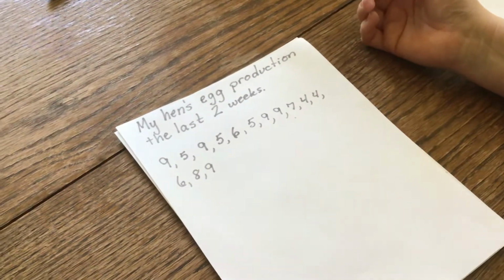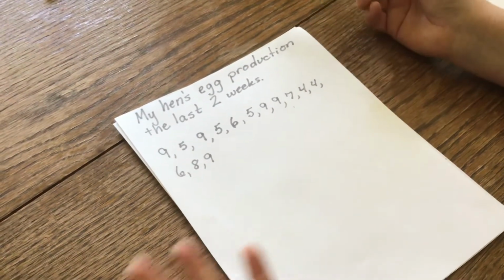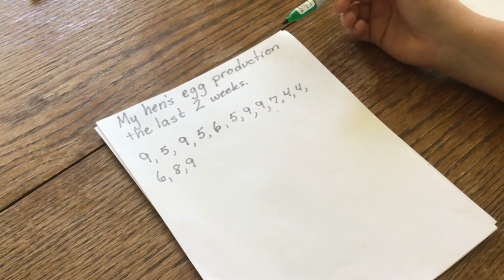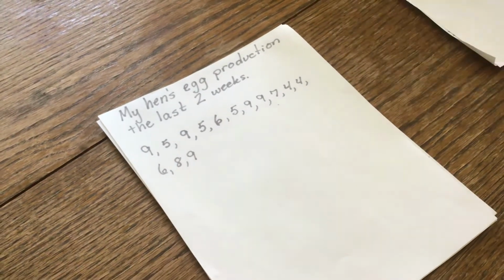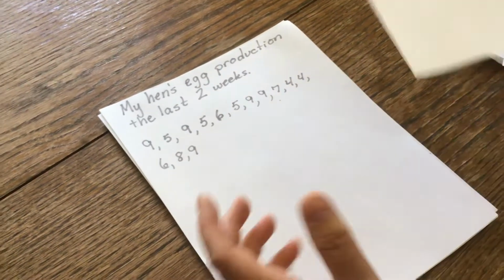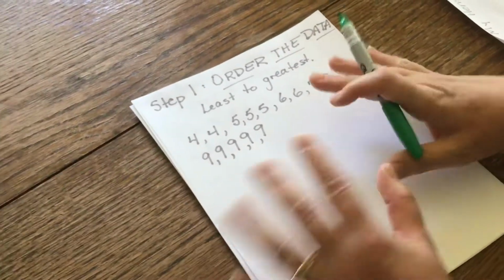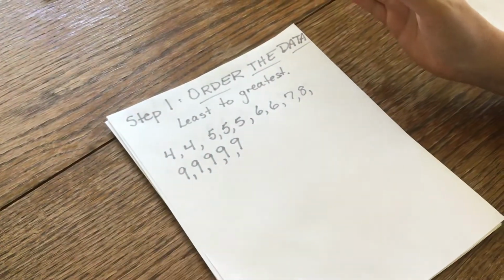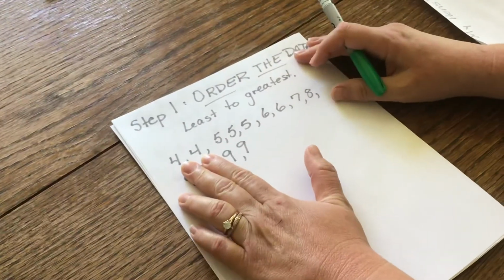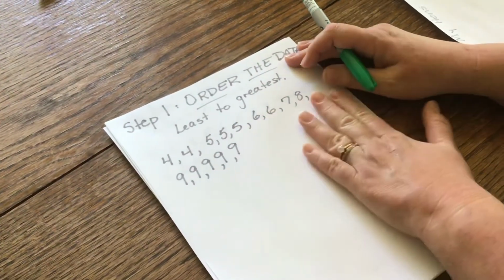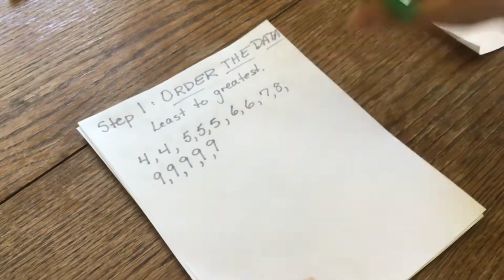When you first look at this, it's kind of all over the place. The numbers don't seem to have a lot of rhyme or reason. So anytime I'm making sense of data, the first thing that I want to do is put my data in order. So I took the number of eggs from each day and I just listed them least to greatest. I had 2 days with 4, 3 for 5, 2 for 6, and so on.